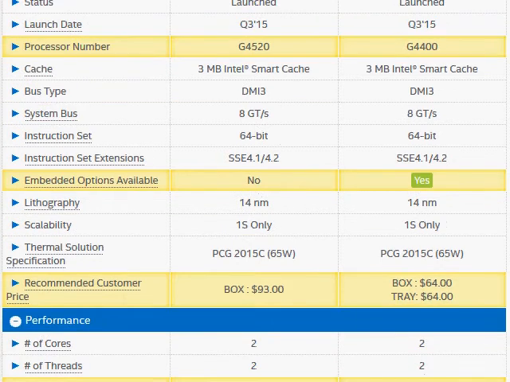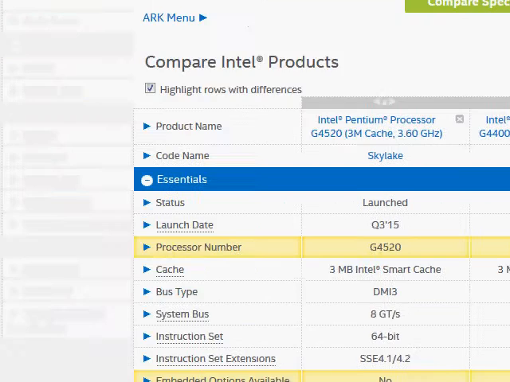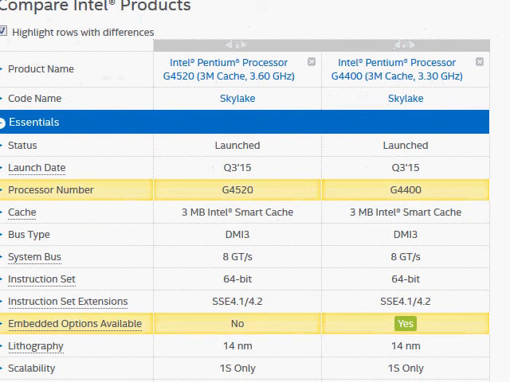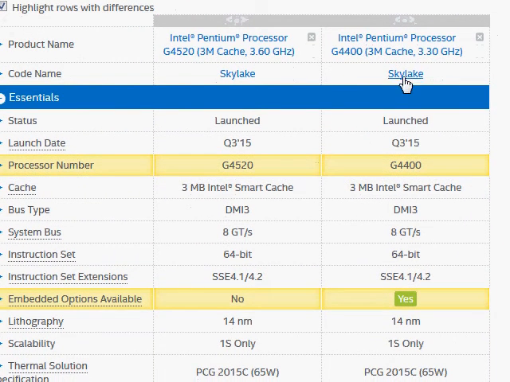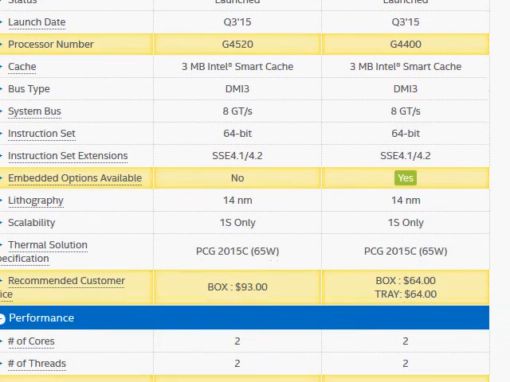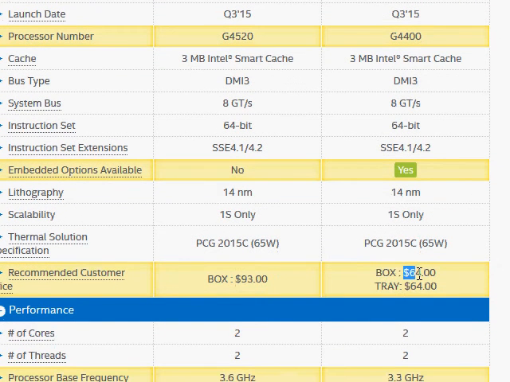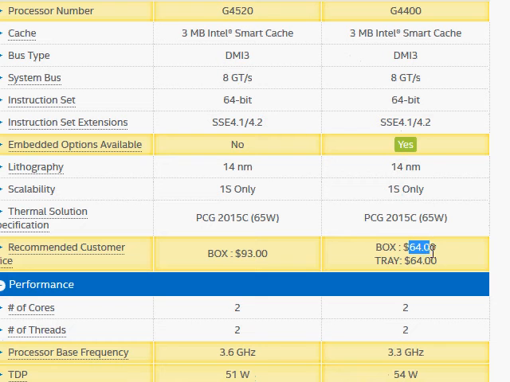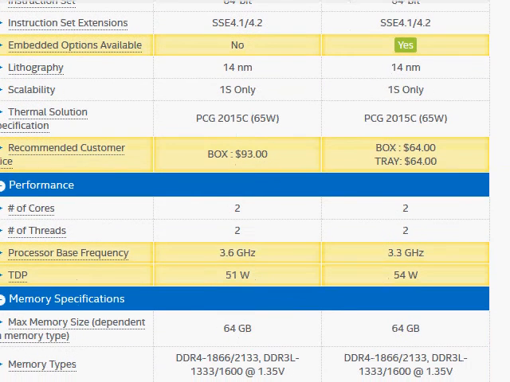If you are into low cost computing, you have a couple of choices, and two of them are Intel's recent Skylake processors, G4400 and G4520. So the basic thing about them is the pricing, the $63 versus $93. And the thing I like about this G4400 is especially its low cost. As you can see, it's a kind of an ultra low cost processor. So let's take a look at this.